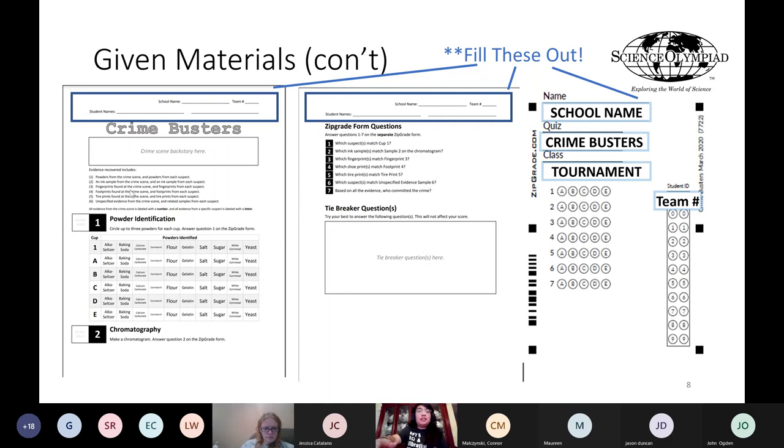Okay. Any other questions about given materials before I continue?